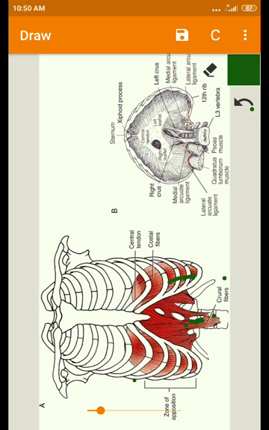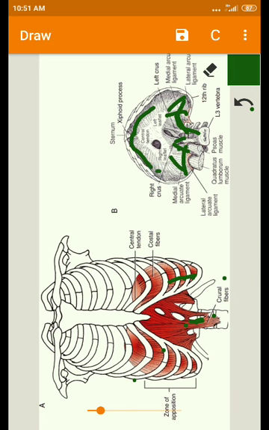In the inferior aspect, these are the costal fibers and these are the crural fibers. Now, the anterior or ventral fibers are the costal fibers. The name itself indicates that the fibers originate from the costa, that means ribs.